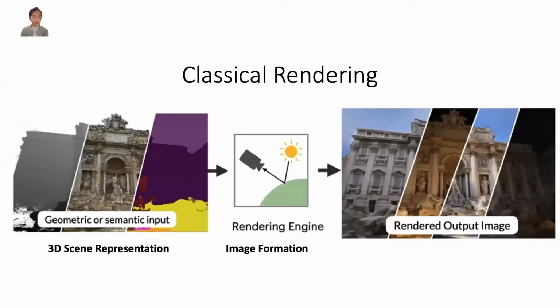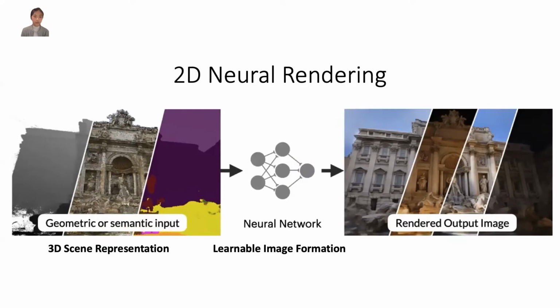Now, having this two-pillar classic rendering in mind, we can now move to the neural rendering. The first kind of work you will see through this talk basically harnesses the power of neural networks to get a learnable image formation, which transfers the given scene representation to a realistic looking image. And because the input is usually already transferred to the image plane, some examples you see here are depth map, point clouds, projected point clouds, or semantic maps. We refer to this type of neural rendering as 2D neural rendering.